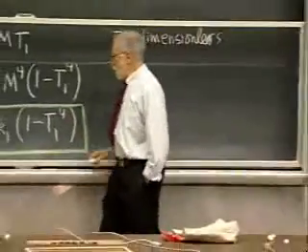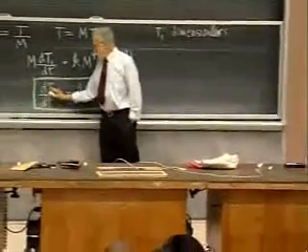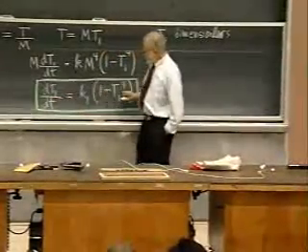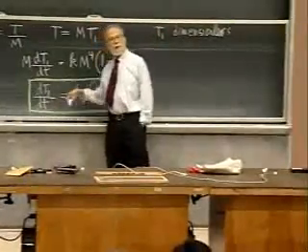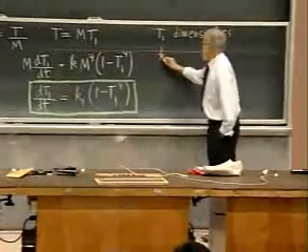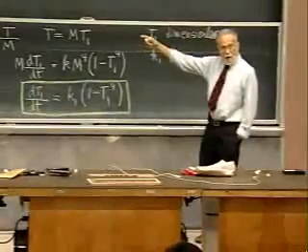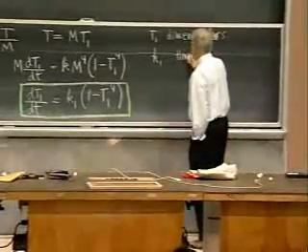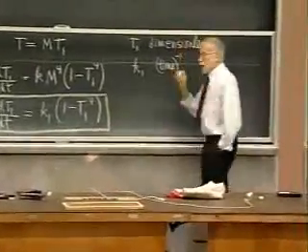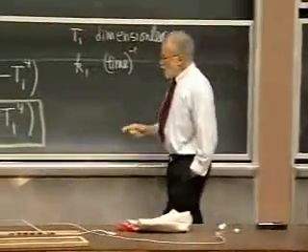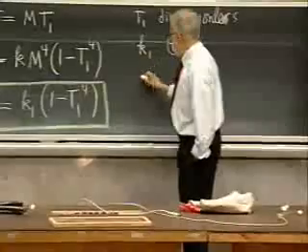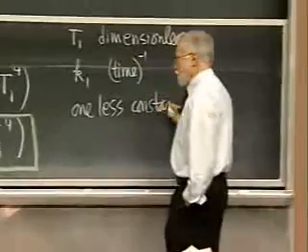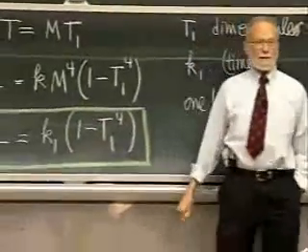k1 still has units. What units does it have? It's been simplified because, since this is dimensionless and this is dimensionless, it has the units of inverse time. So k1, whereas it had units involving both degrees and seconds before, now has inverse time as its units. And moreover, there's one less constant in the equation. It just looks better, in short.